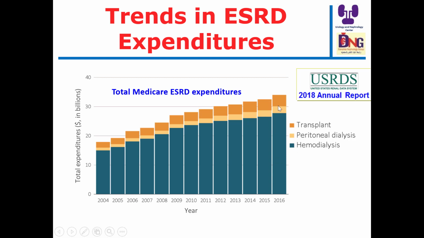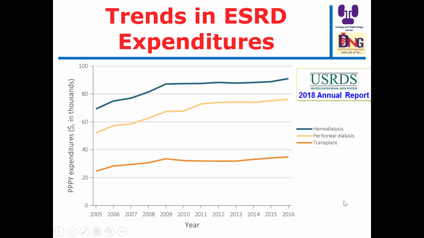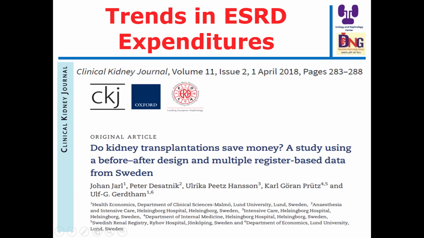Here, the transplantation saves money, and the expense of dialysis, hemodialysis, is significantly more than renal transplantation. And this is the expenditure in thousands per person per year. This is for transplantation, peritoneal dialysis, hemodialysis. So in the United States, hemodialysis is the most expensive renal replacement therapy modality.